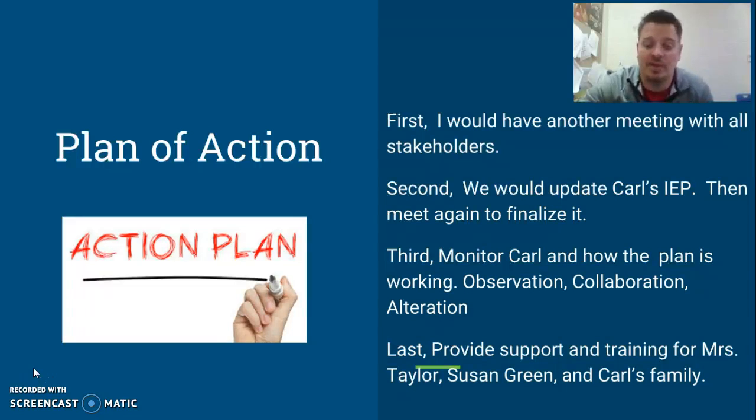So, a plan of action. First, I would have a meeting with all the stakeholders. Second, we would update Carl's IEP, and then we would have to meet again to adjust it and finalize it. And then third, I would monitor Carl. Not just me. All the stakeholders would monitor Carl through observations. We'd get together and talk about how his plan's working, and then we could change it. And then last, we would provide support and training for Mrs. Taylor, Susan Green, and Carl's family. And we'll go more into the steps of these next.